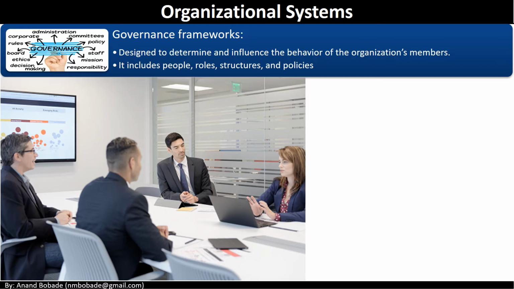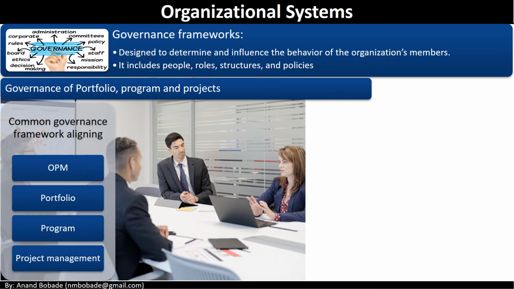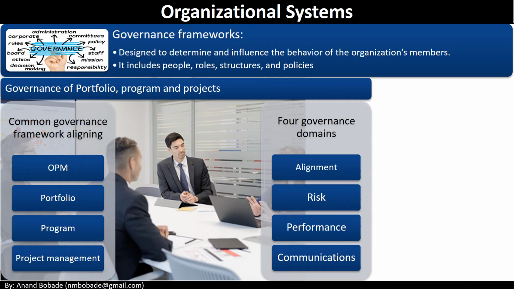Let's look at governance of portfolio, program, and projects. Common governance framework alignment includes organizational project management, that is OPM, portfolio, program, and project management. So basically, all four of them need to be aligned to each other. And then there are 4 governance domains, which are alignment, referring to the strategic alignment of projects or programs to the organization strategy, risk, performance, ensuring performance is continuously monitored and improved, and communication.